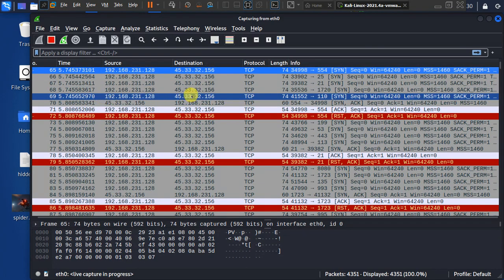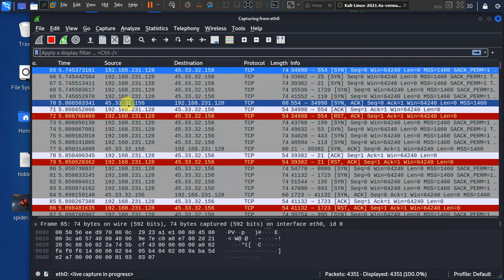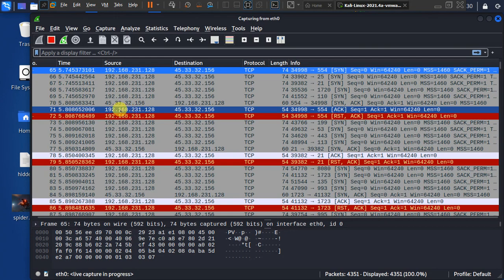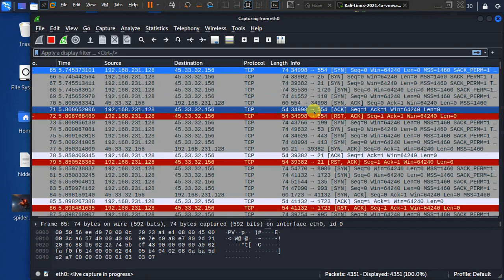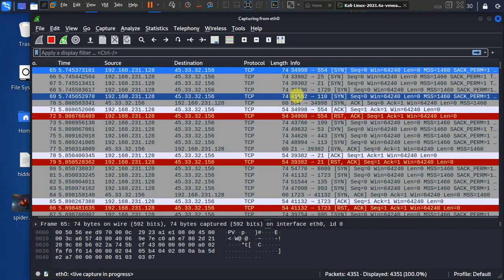Once the port was open, the machine responded. You can see that is the IP of scanme.nmap.org. They are responding with SYN plus ACK. So once it is received, my machine sends ACK and the three-way handshake is completed. So we understand the port number is open.